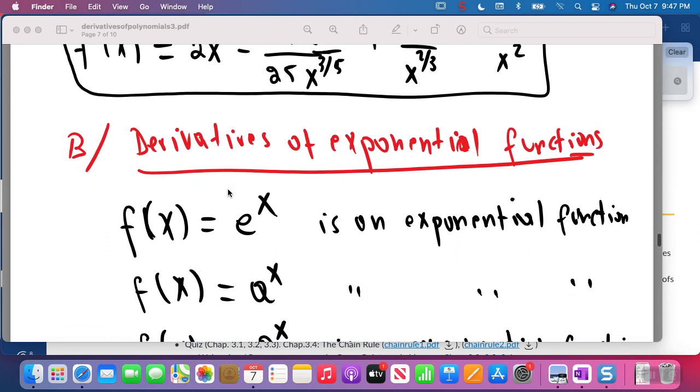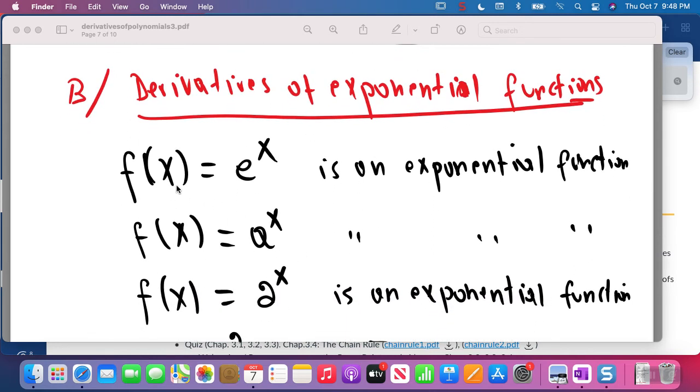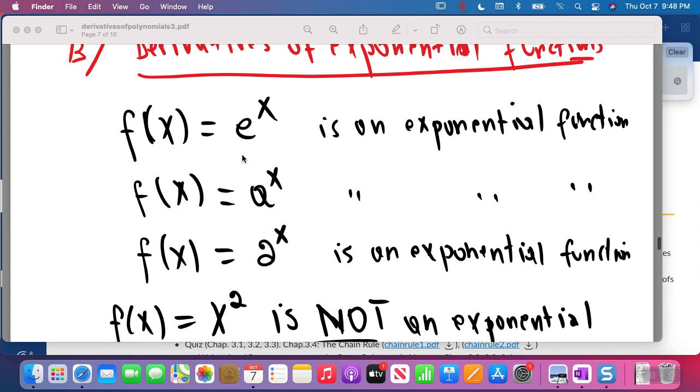So part B is the derivative of an exponential function. An exponential function f of x equals e to the x. Okay. So e to the x, e is a real number, which is 2.718 and so forth. And then we have another exponent. See, if a is not e, then you have a to the x, another version. Like here you can have 2 to the x. Okay, so a is 2.